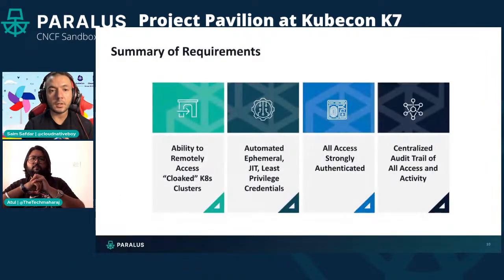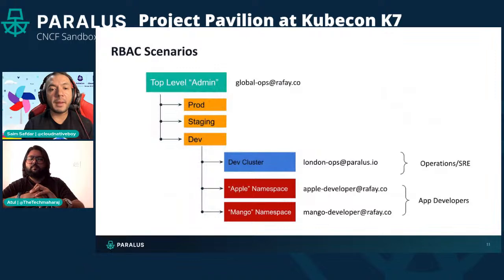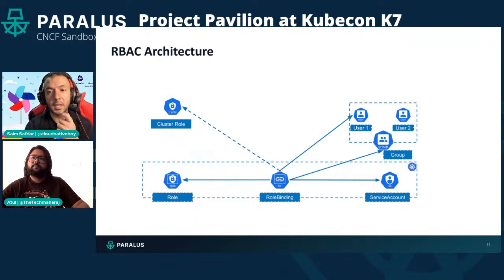So basically, for the RBAC scenario, we have staging and dev environments, and let's say we have an operations team that has these domains, and we have an app namespace that can be accessed or a Mongo namespace that can be accessed. But now let's figure out the architecture behind how RBAC works.